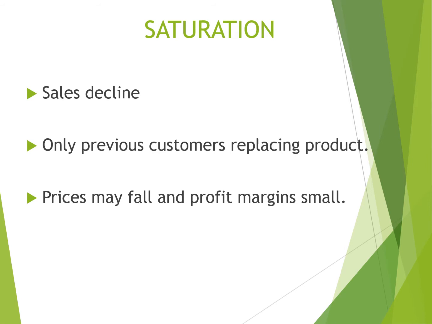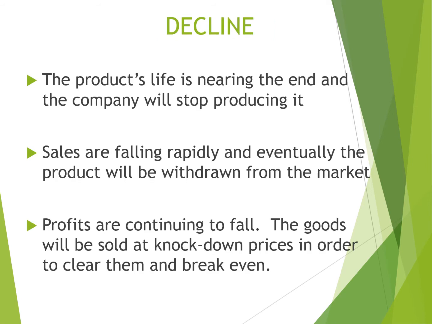are getting smaller. The final stage is decline, and this is when the product's life is nearing the end and the company are going to stop producing it. Sales are falling rapidly, and eventually the product will be withdrawn from the market because it's no longer profitable to make the product. Profits are really continuing to fall, and you could be starting to make losses again.